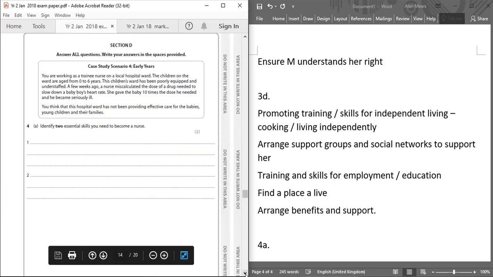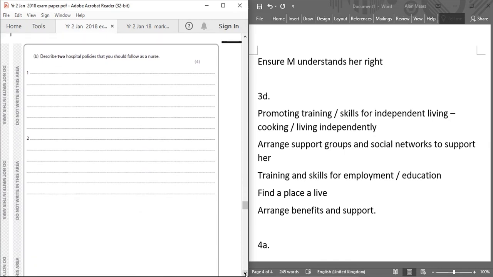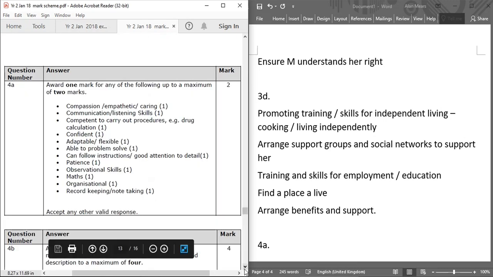4B. Describe two policies you should follow as a nurse. Well, we've already seen in an early question, anti-discriminatory policy linked to the Equality Act of 2010. That would be a policy. Confidentiality would also be a policy we could look at, that's popped up in an earlier question, protecting the confidentiality of staff by ensuring patient records are safe and secure. So let's see if they are on the mark scheme.